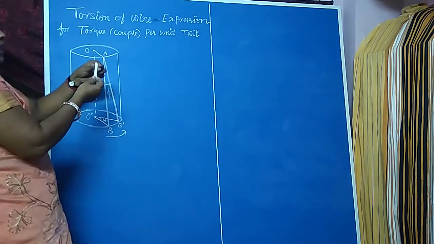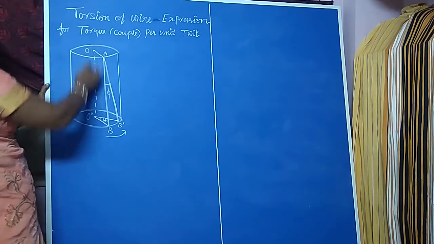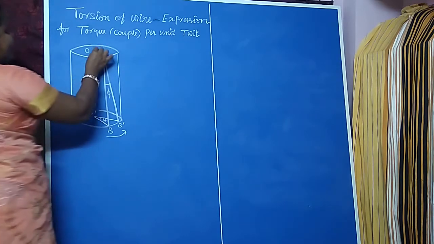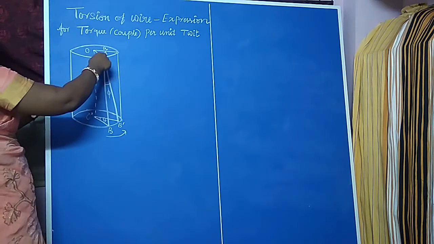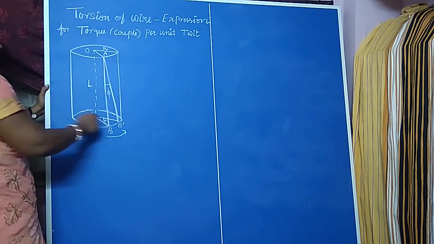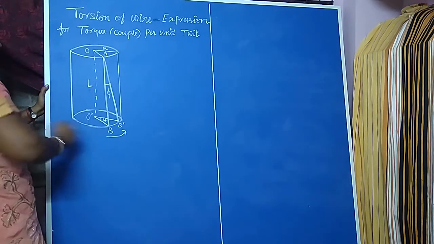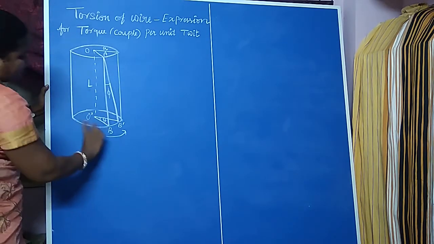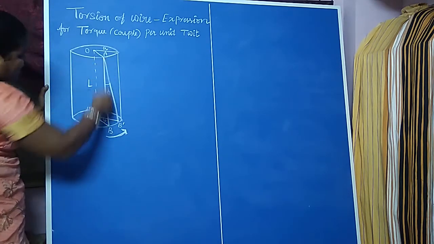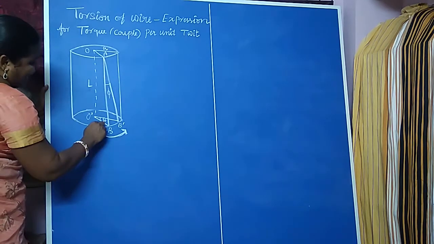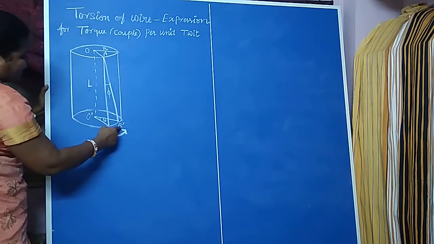For this, the wire is in the form of a cylinder, so we are considering a cylinder here. The cylinder has a length L and the radius of the cylinder is a. AB is the line which is parallel to the axis of the cylinder O dash. Now the cylinder is twisted. A twisting force is applied in this direction, so that the line AB is twisted through an angle theta. So it will get a new position AB dash.